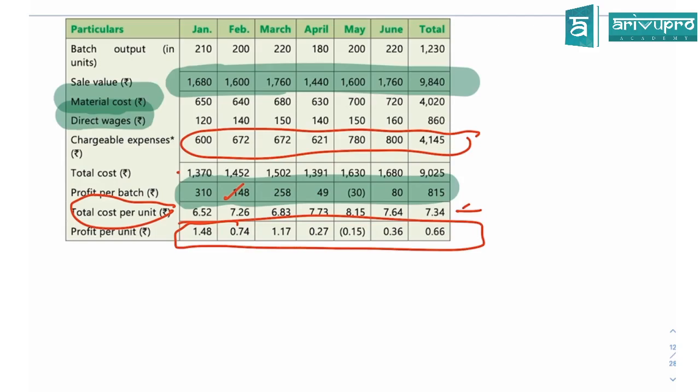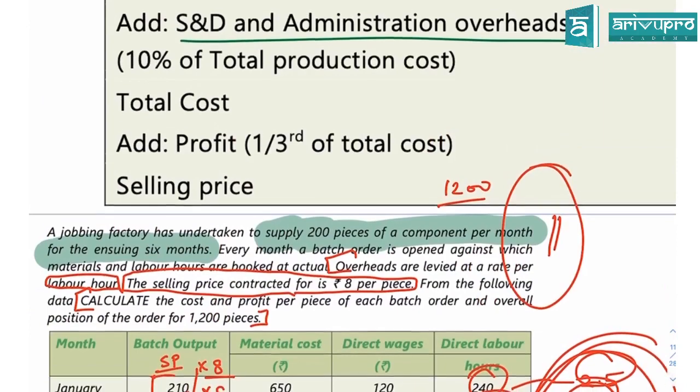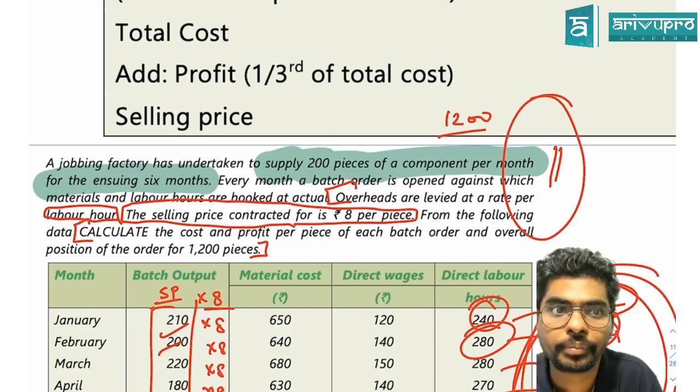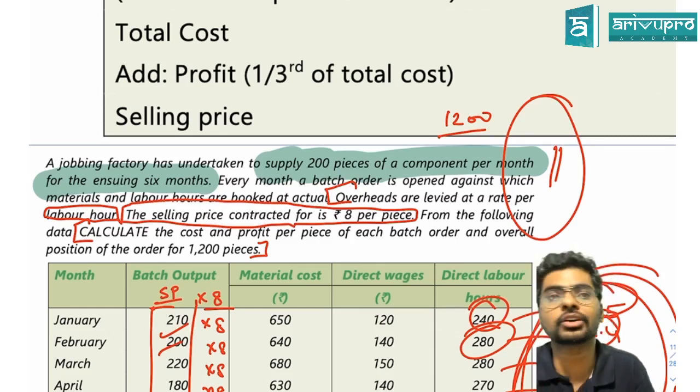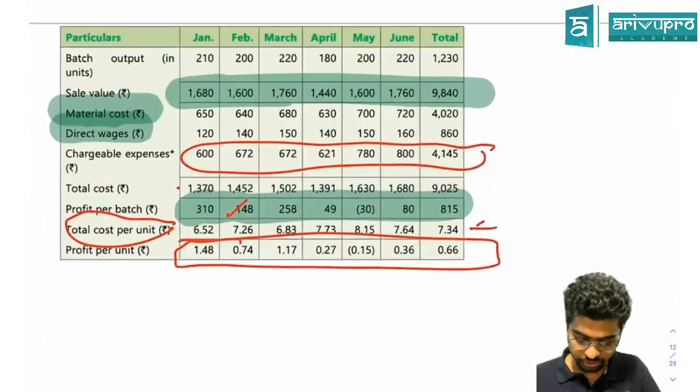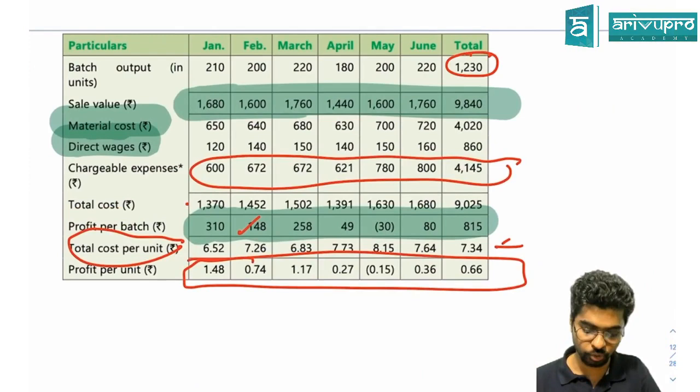Okay. Is the answer complete? Read the question carefully. Is the answer complete? Why, Amoda? Why are you saying that the answer is not complete? Okay, correct. We have to find the cost for 1200 units. But if you see, the total number of units are 1230.